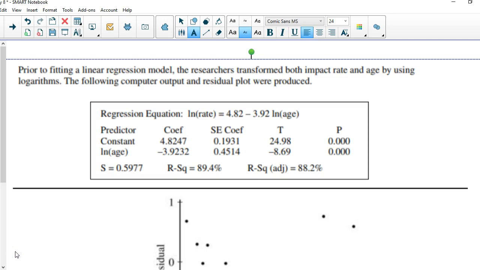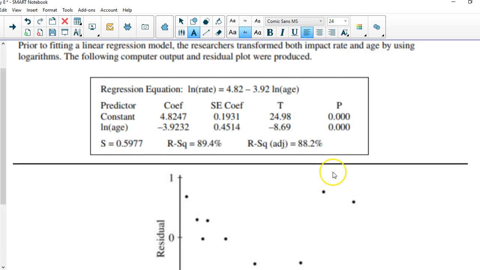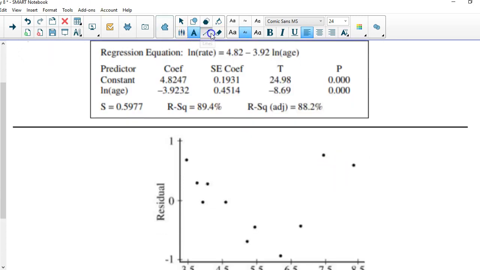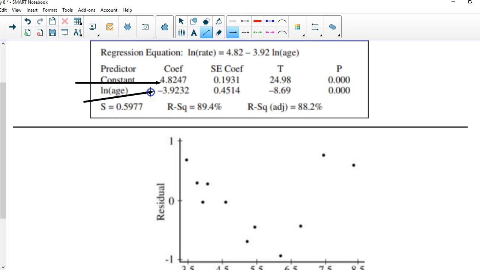Prior to fitting a linear regression model, the researchers transformed both impact rate and age by using logarithms. The following computer output and residual plot were produced. So just as a reminder, we see that we have our y-intercept right here. We have our slope right here. This is the standard deviation of the residuals. You need to know how to interpret all of those. We also have our r squared right here. You need to know how to interpret that.